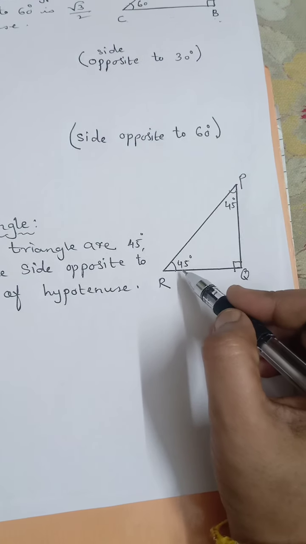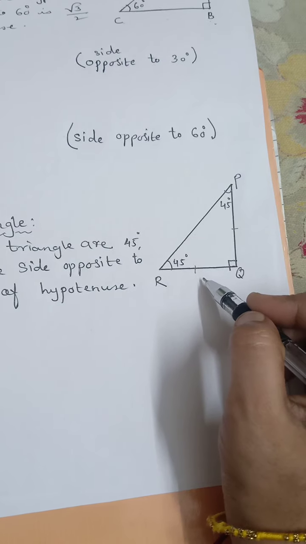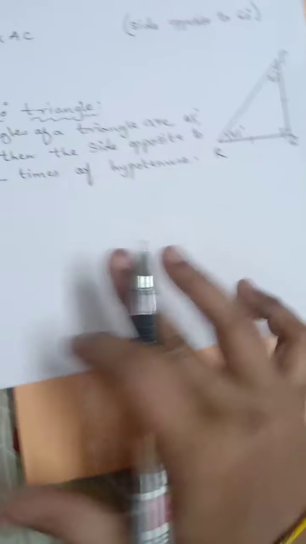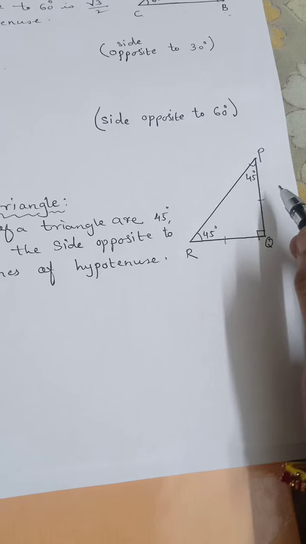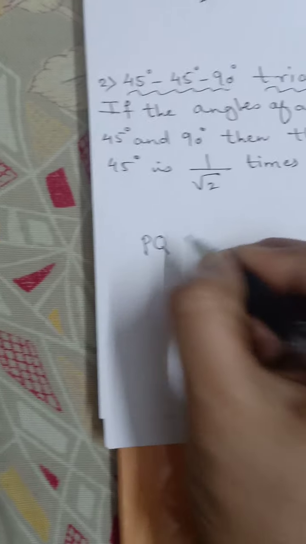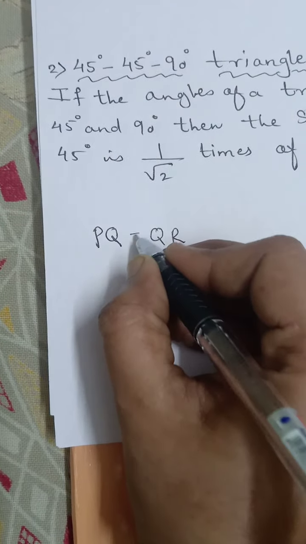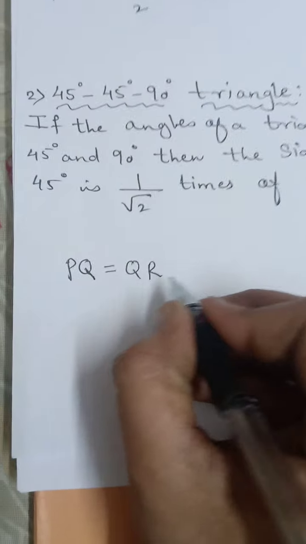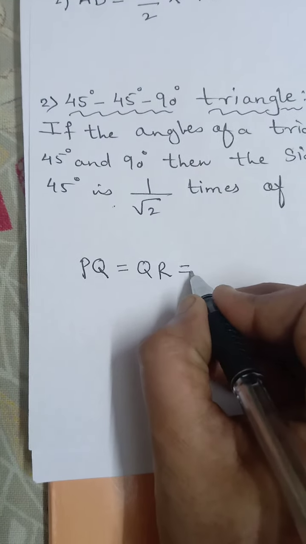Whenever two angles are equal, we can say the two sides opposite to these angles will also be equal. So now we will take both sides, PQ and QR. Both sides are opposite to 45, so PQ and QR will be equal.